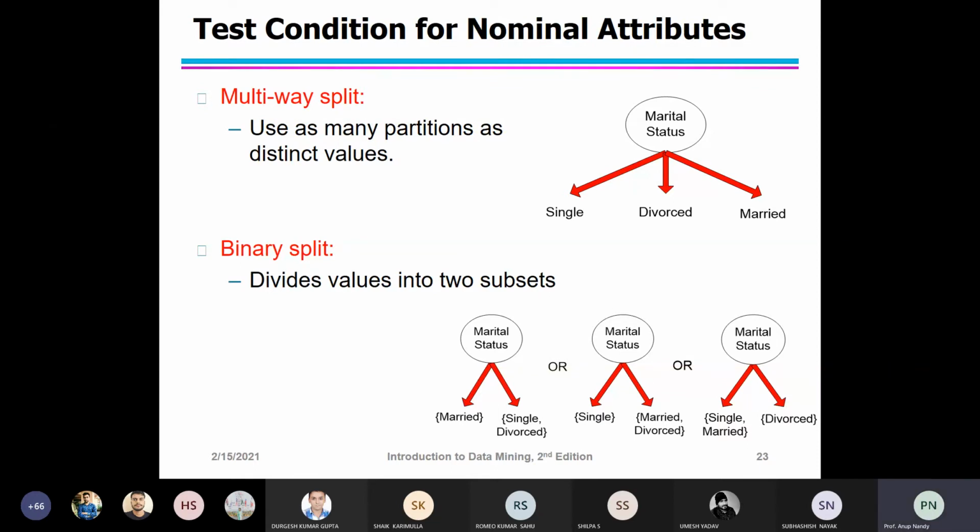As you can see in this figure for the binary split, there are three ways of grouping the attribute values for marital status into two subsets. Married is one subset, single and divorced is another. Or single versus married and divorced, or single and married versus divorced. These are the possible ways of doing this.